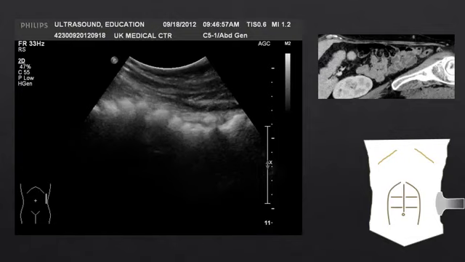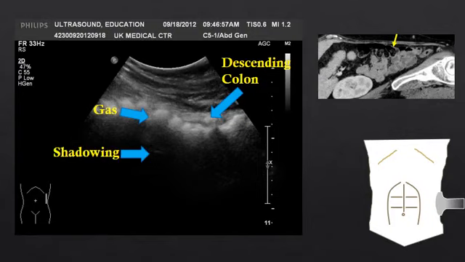Here is an example in the left abdomen with a sagittal or coronal orientation, and we see the descending colon. Again, the descending colon is filled with gas, and this gas is resulting in posterior acoustic shadowing.